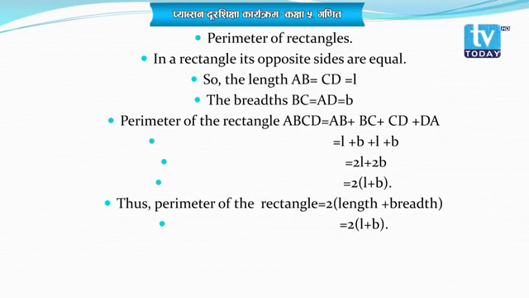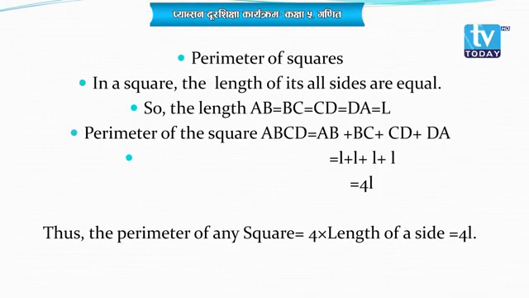So we can say that the perimeter of a rectangle is the sum of 2 lengths and 2 breadths. That is 2 bracket length plus breadth, which equals the perimeter of a rectangle. Now, in the next slide, see here, the perimeter of a square. Over here, what is written?